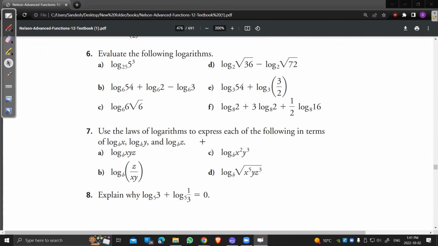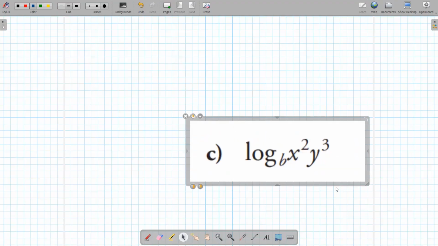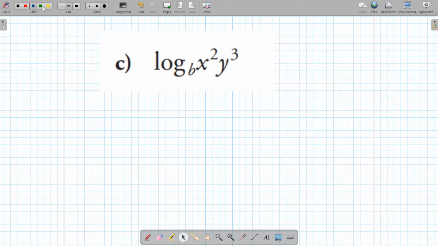Okay, let's try working backwards. So we want to write this as a bunch of different logs, right? Notice we have x squared being multiplied with y squared. So if I want to write them as individual guys, what do I get? They're being multiplied. You get a plus, yeah? Multiplication means plus if you want to split them apart. So you get log base b of x squared plus log base b of y cubed. What do you think this evaluates to?